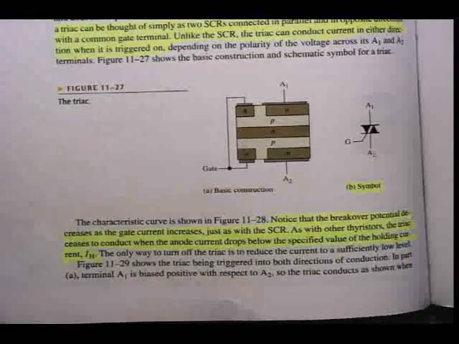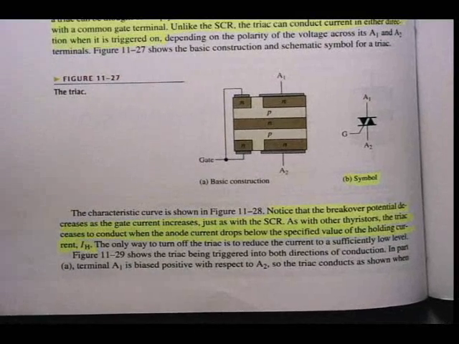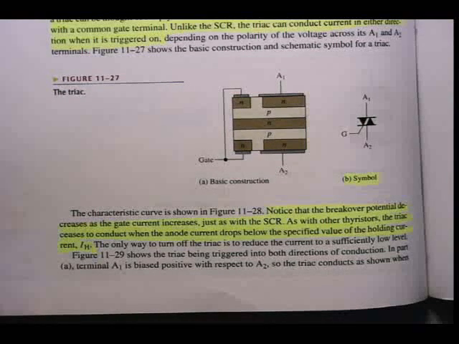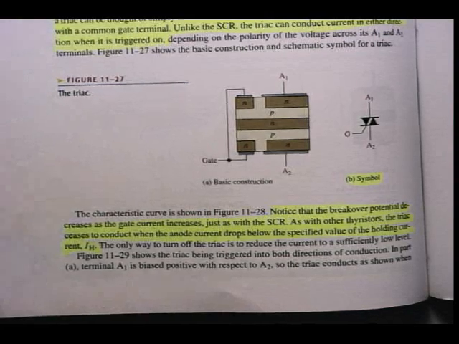All right, and as we've seen with the SCR just below figure 11-27, notice that the breakover potential decreases as the gate current increases, just as with the SCR. As with other thyristors, the triac ceases to conduct when the anode current drops below the specified value of holding current, IH. Remember that is very important.